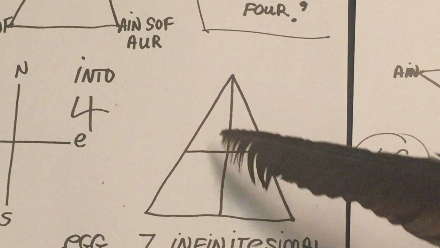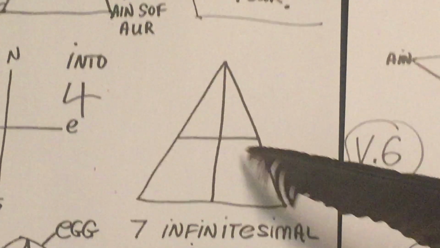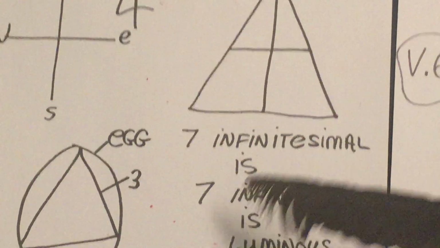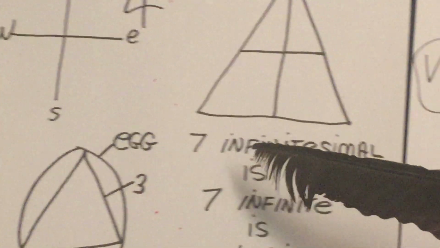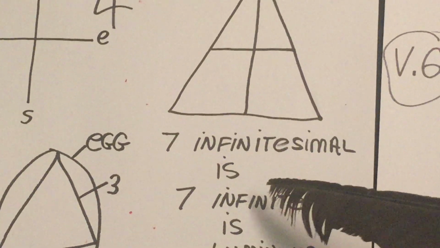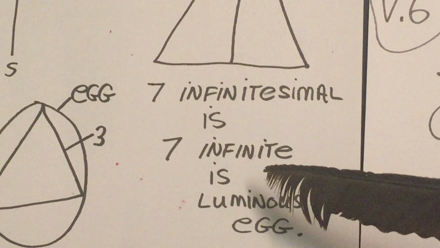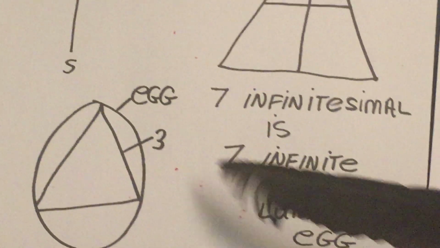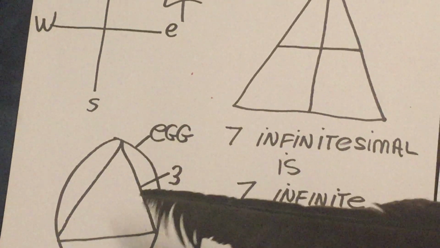In this image here, we now have 7 points, the 4 and the triangle. So now it is 7 infinitesimal forces and 7 infinite forces. And these together create the luminous egg, which is seen here.